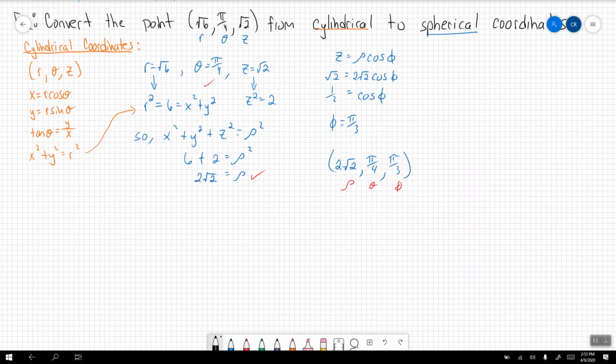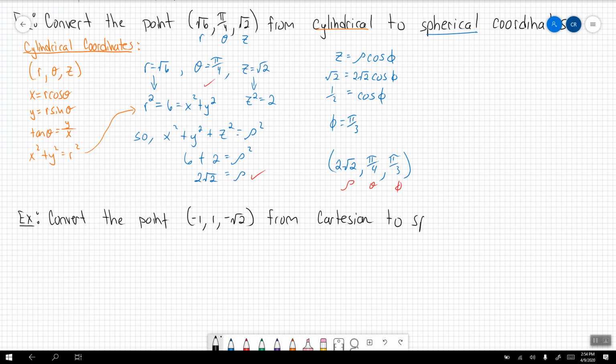All right, let's work with a different one. We want to convert the point -1, 1, negative root 2 from Cartesian to spherical coordinates.